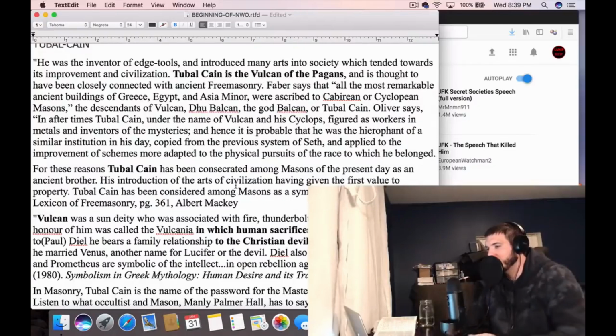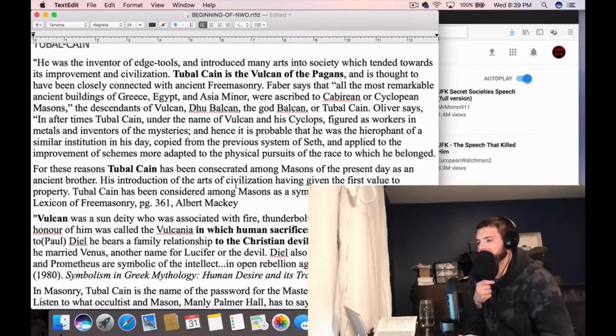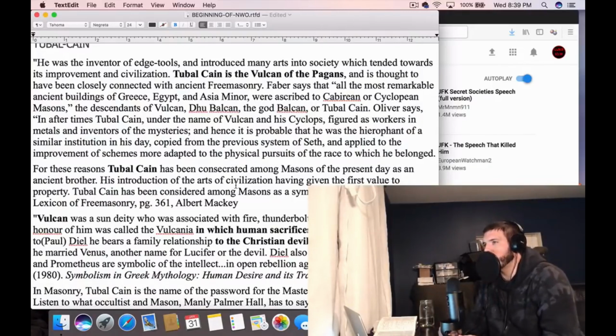This is what they're saying. Oliver says, in after times, Tubal-cain, under the name of Vulcan and his Cyclops, figured as workers in metals and inventors of the mysteries, and hence it is probable that he was the hierophant of a similar institution in his day, copied from the previous system of Seth, and applied to the improvement of schemes more adapted to the physical pursuits of the race to which he belonged. For these reasons, Tubal-cain has been consecrated among Masons as of the present day as an ancient brother.